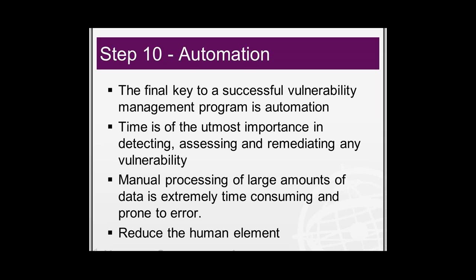Basically, the manual processing that we do of large amounts of data is going to be extremely time-consuming, number one. And if you look at the people that you have, it's probably going to be prone to some type of error. So the final reason for us to automate is to reduce the human element that I'm talking about from the process, therefore reducing the risk of some type of human error. All right? So it's important to have automation. I think you're going to get a demonstration on that as we go. Next slide, please.